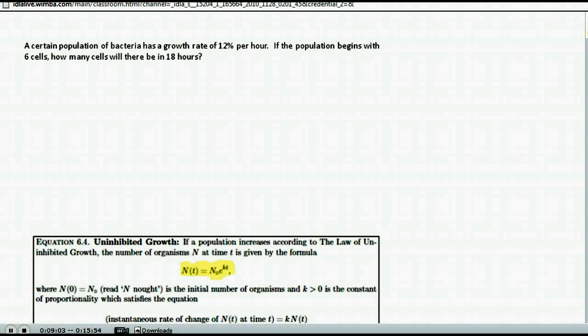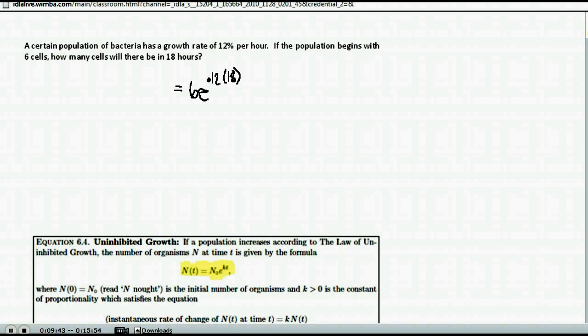So let's take a look at this. A certain population has a growth rate of 12% per hour. If the population begins with 6 cells, how many cells will there be in 18 hours? So what do we have so far? We know that originally there were 6 cells. That's our N naught. E to the, do we know the rate? We do. It's 12% or 0.12. Do we know the amount of time? We do. The amount of time is 18 hours. So we're going to say that our t is hours.